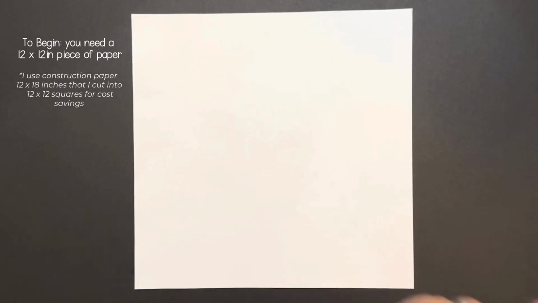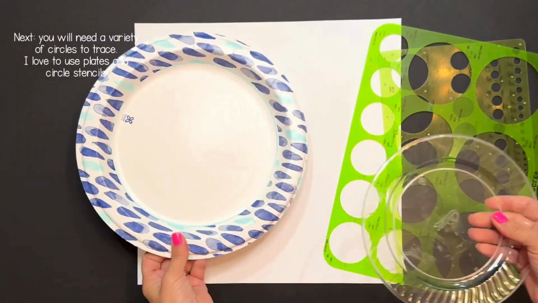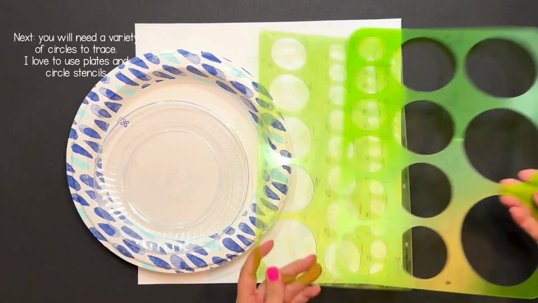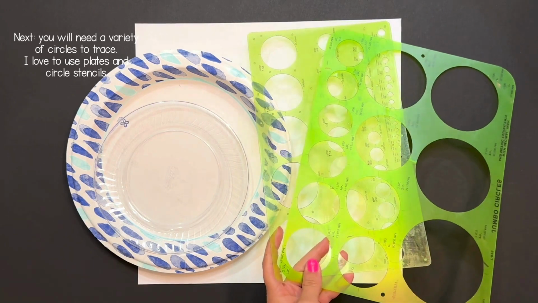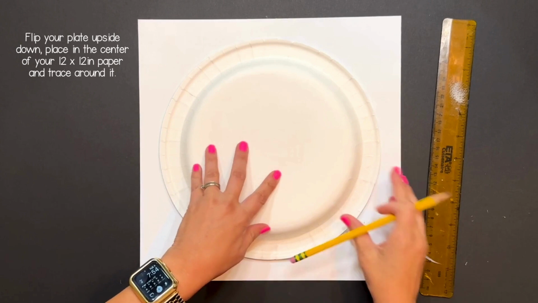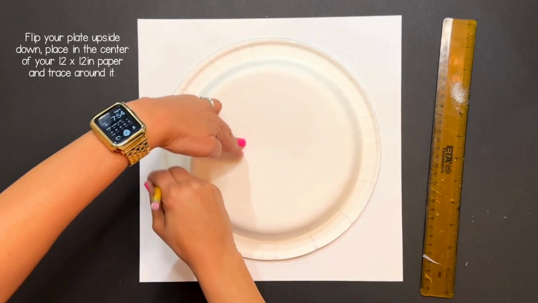To begin, you're going to need a 12 by 12 inch piece of paper, as well as a variety of circles to trace. I like to use a large paper plate and a variety of circle stencils. You'll flip your paper plate upside down, place it in the center of your 12 by 12 inch paper, and trace around it.